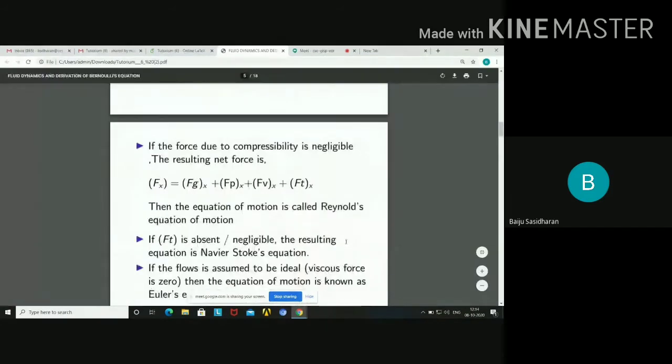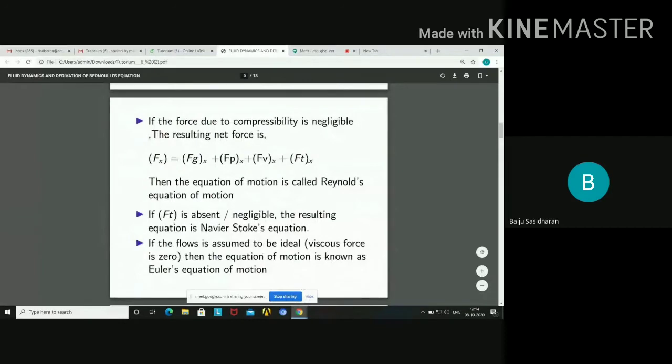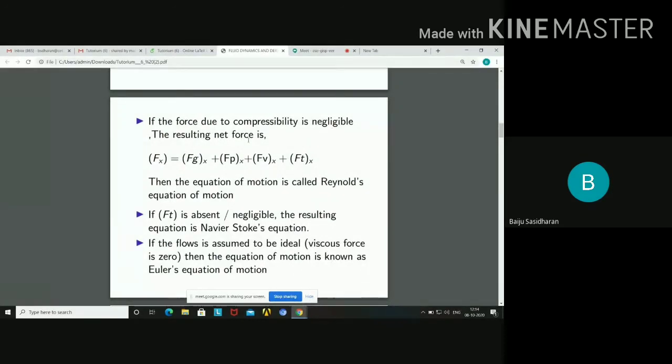If the force due to compressibility is negligible in that equation, the resulting net force is Fx equal to Fgx plus Fpx plus Fvx plus Ftx. That equation is known as the Reynolds equation of motion. Then if Ft is absent or negligible, the resulting equation is known as the Navier-Stokes equation. If the flow is assumed to be ideal, that is viscous force is zero, then the equation of motion is known as Euler's equation of motion.